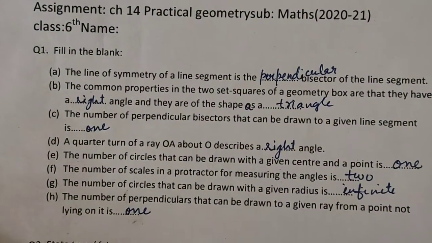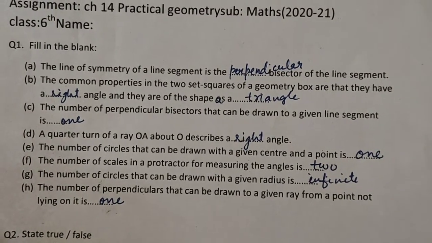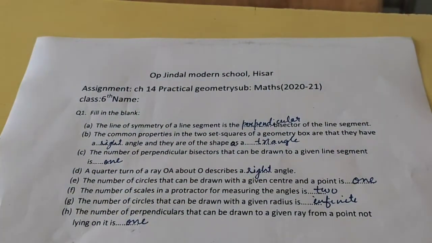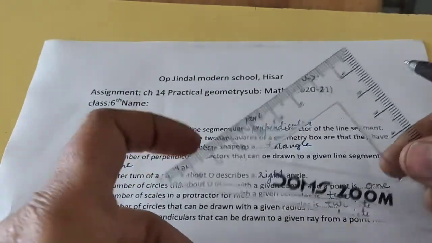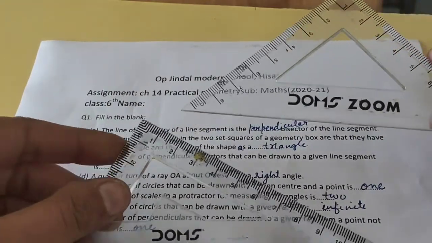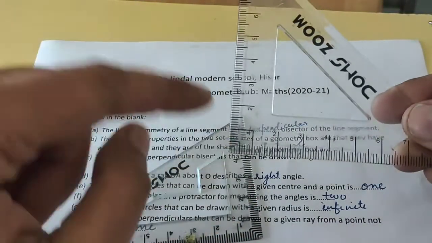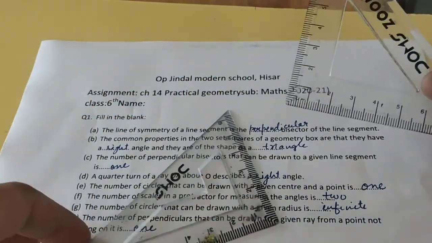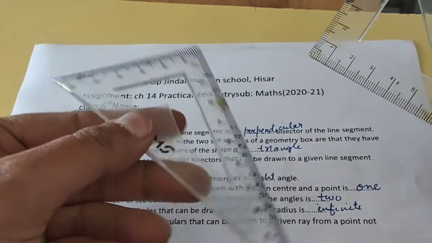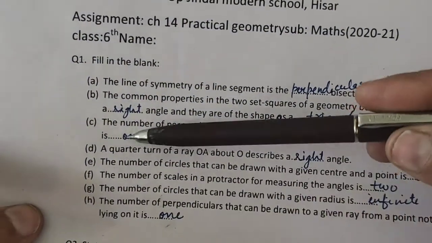Now the second part: the common properties in the two set squares of a geometry box are that they have a dash angle and they are of the shape of a dash. Means we need to tell the common properties of these set squares. They both have a right angle. This is the right angle of this set square, and this is the right angle of this set square. The second common thing is they both have triangular shape. This is triangular and this is also triangular. So the answer to the B part is right and triangle.